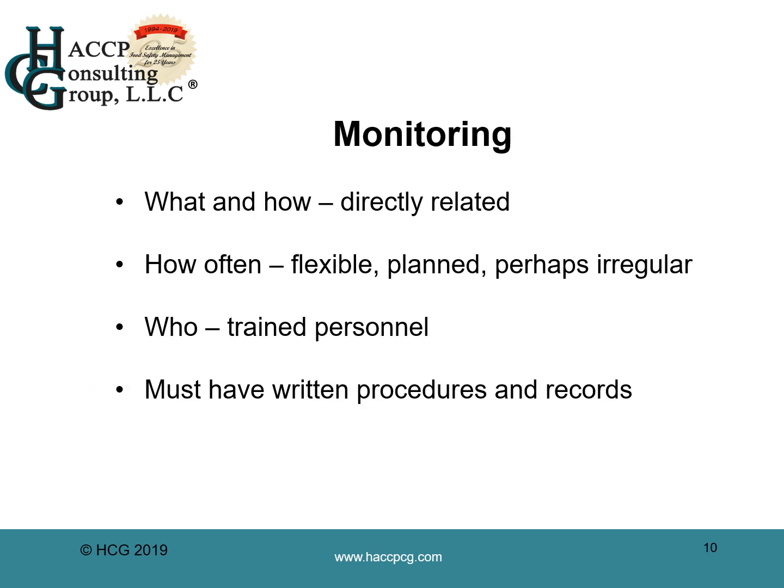Each mitigation strategy must have a written procedure and records of monitoring. So this includes what will be monitored and how, and that should be directly related to the actual vulnerability identified in your assessment. Frequencies need to be documented, and they can be flexible and even planned to be irregular because unpredictability can actually enhance food defense. Those who conduct monitoring should be trained, and they should ensure that records created demonstrate compliance to the plan.